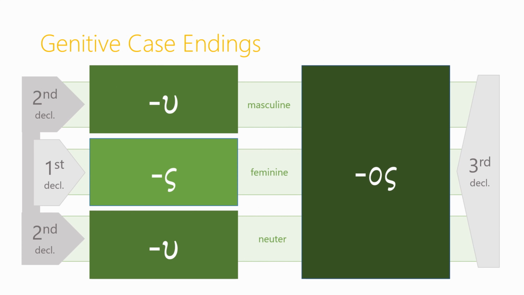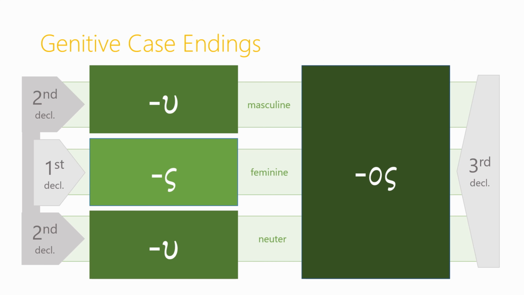What are the genitive case endings? Well, we've already seen quite a bit of this with what we called the possessive pronouns. In the second declension, the masculine and neuter endings are the same, and they're just an omicron upsilon. The feminine first declension ending is just a sigma, and the third declension ending for the genitive is omicron sigma, os.